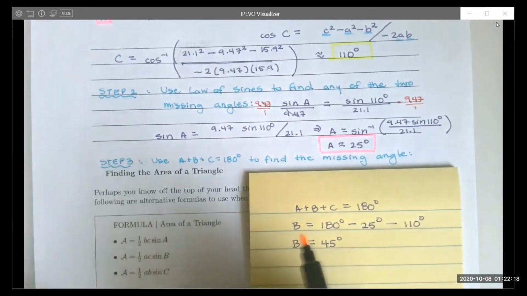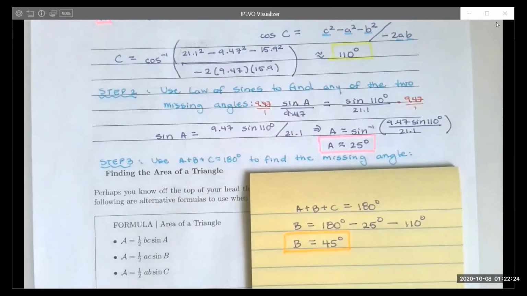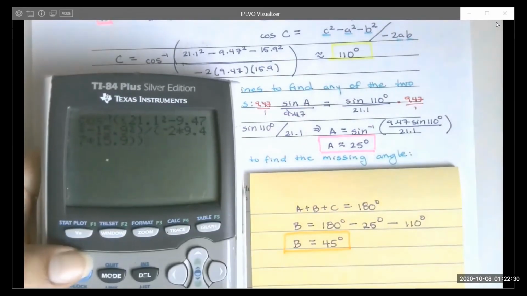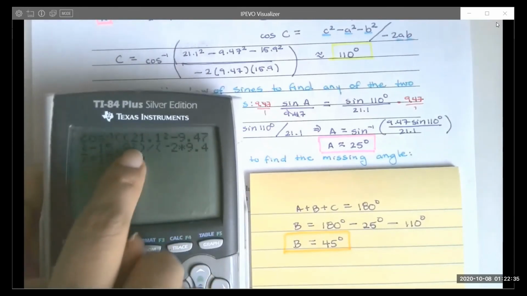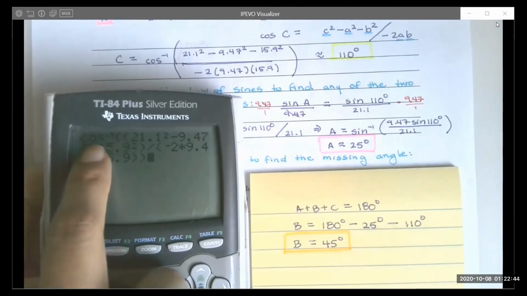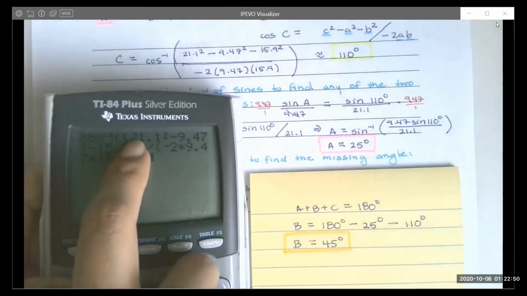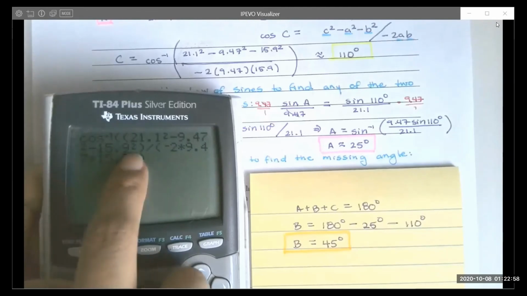Professor, would you please show me how you input the step 1 equation into the calculator? I'm not getting 110. Yeah, give me 1 second. It looks like this, but I can enter it again. What you want to double check, because usually the common mistake when inputting this type of problem is that you don't have a parenthesis around the numerator. So just make sure that you have cosine inverse open parenthesis, that's for the cosine. Then we'll have another open parenthesis, which means the beginning of the numerator. So 21.1 squared minus 9.47 squared minus 15.9 squared.